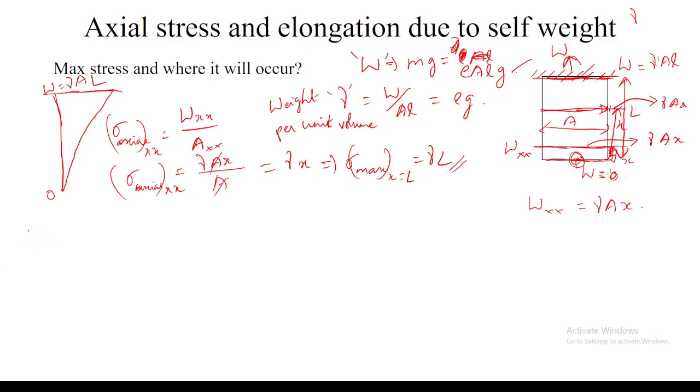Then I am going to the calculation of deformation. This gamma L I can rewrite in terms of W as: gamma is W by A into L, so W by A into L into L. Here L and L cancel. So sigma max at x equals L turns out to be W by A. Clear?